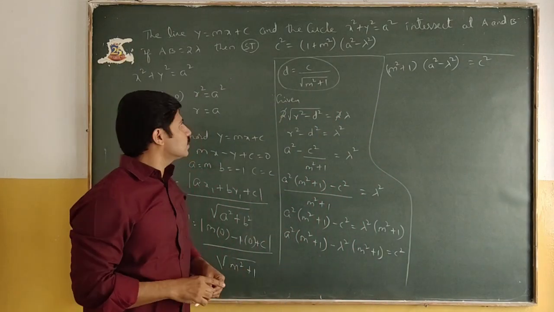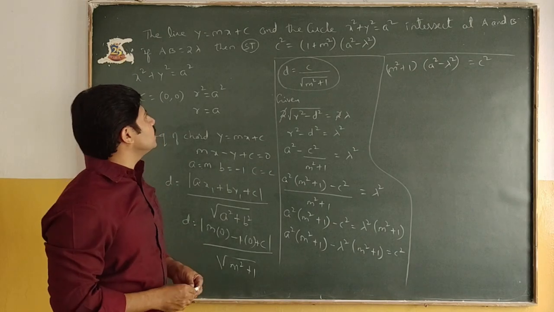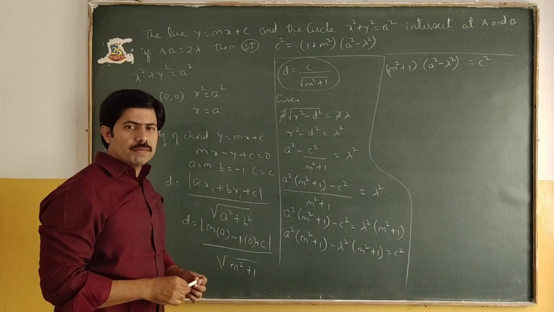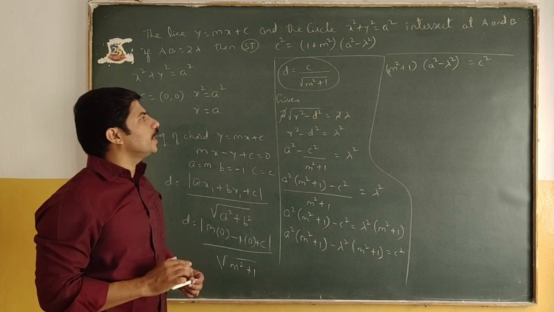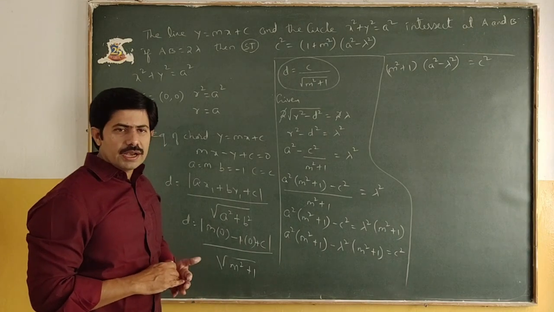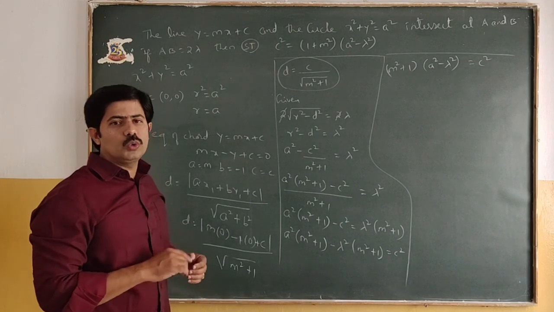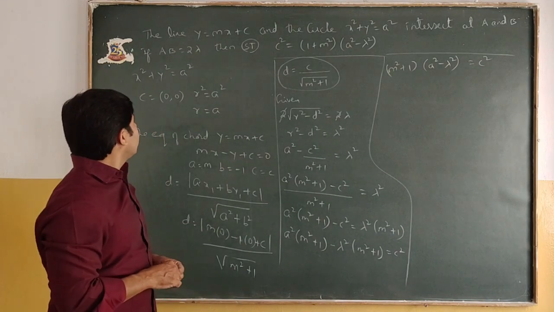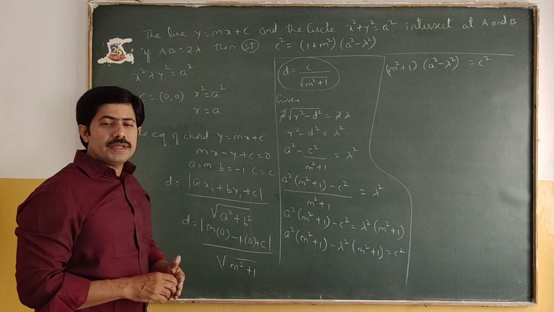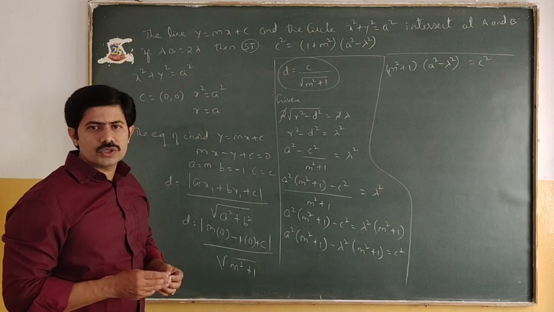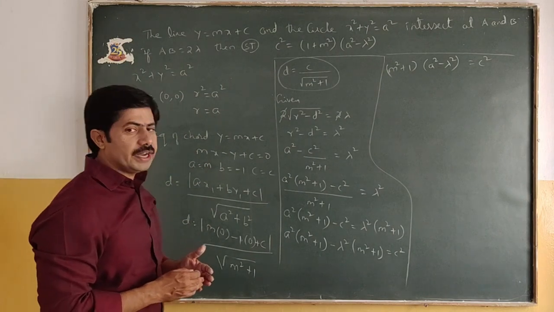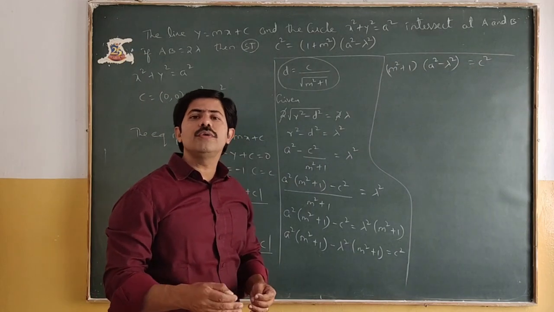Okay, I'll just repeat this. See, now the line y is equal to mx plus c and the circle x square plus y square is equal to a square intersect at A and B. Intersecting at A and B means y is equal to mx plus c is a chord to the circle. Now AB is equal to 2 lambda, that means the length of the chord is given as 2 lambda. So here we find the length of the chord and equate it to 2 lambda.